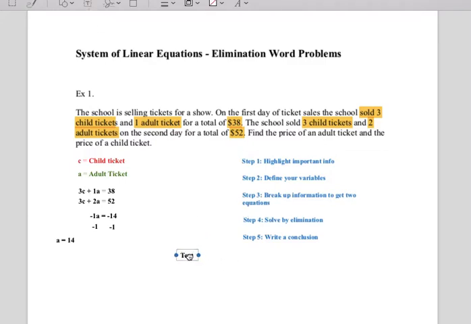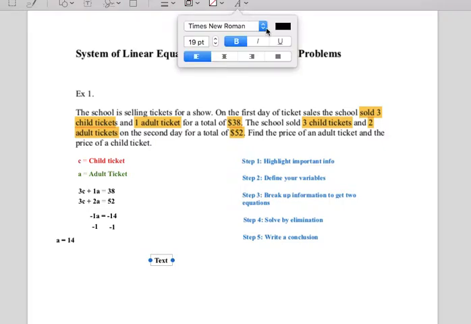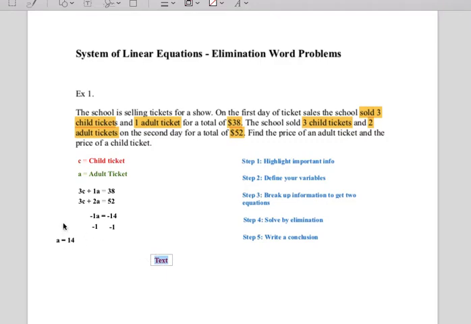So we're going to do the next step. I'm going to change the color of the next step. So the next step is to take our 14 and plug it into the first equation. So we have 3c plus 1 and plug our adult price in there, 14, equaling 38. And then we do our mathing. 3c plus 14 equals 38.